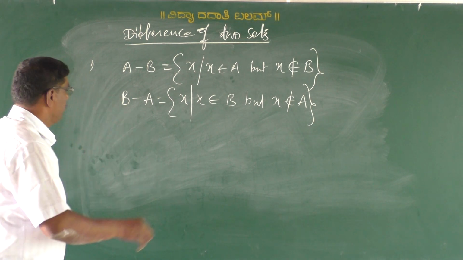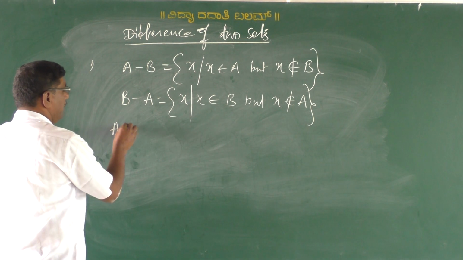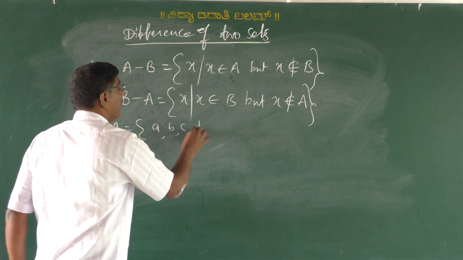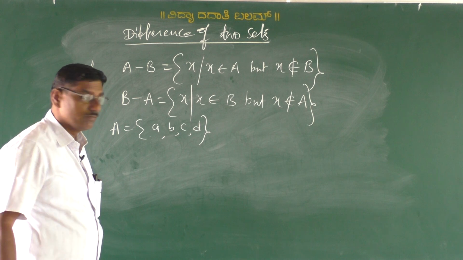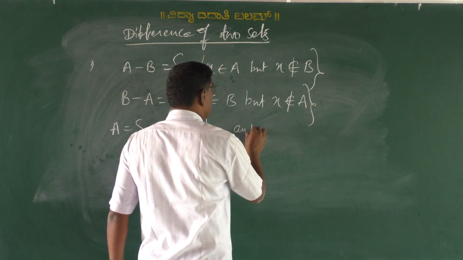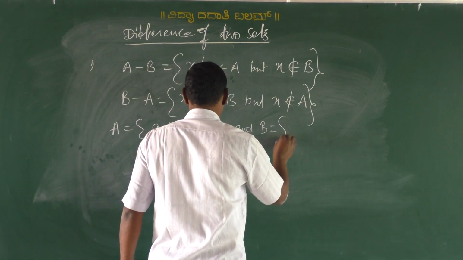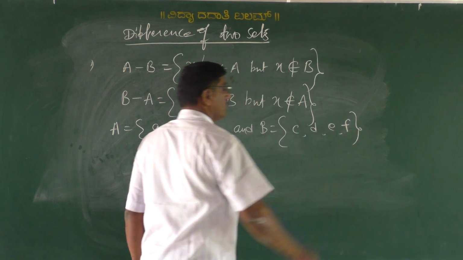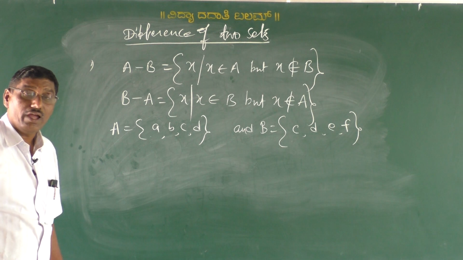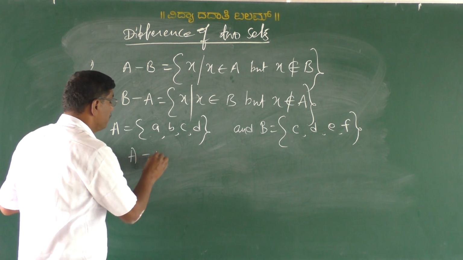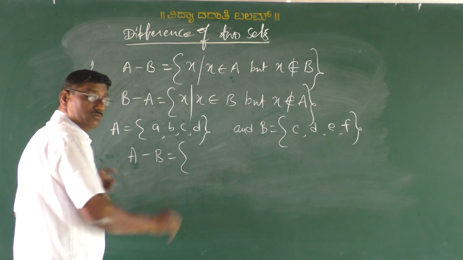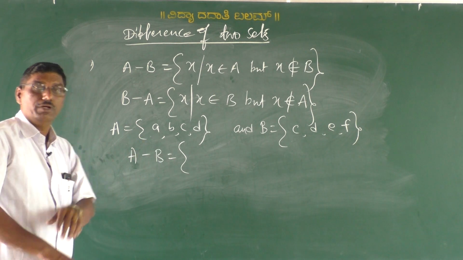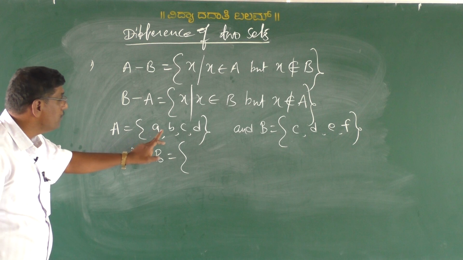I will give an example. Let A be the set of all A, B, C, D, and B is equal to C, D, E, F. Now I am going to write A minus B is equal to these are the elements of A only. My dear students, these are the elements of A only.